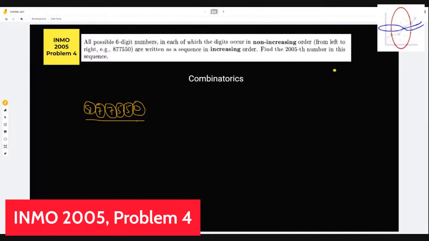So we need to find only such kind of 6-digit number, so that the position of the number is the 2005th number. Okay, what will be the number at this position, right?